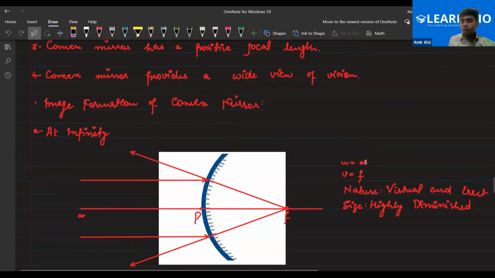So the object is at infinity, the image is at the focus, and the nature is virtual, erect and highly diminished. Whenever the object is placed at infinity, the size of the image is highly diminished, irrespective of the type of mirror or lens. Clear, everyone?